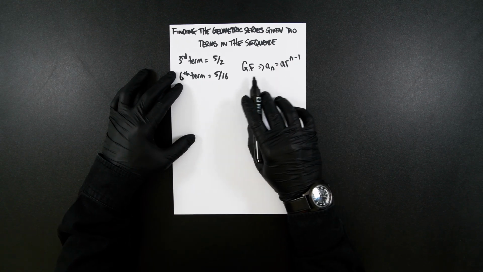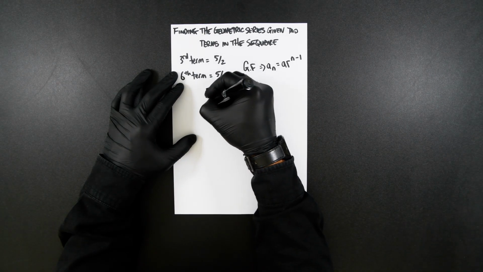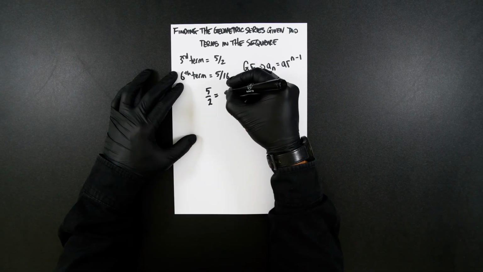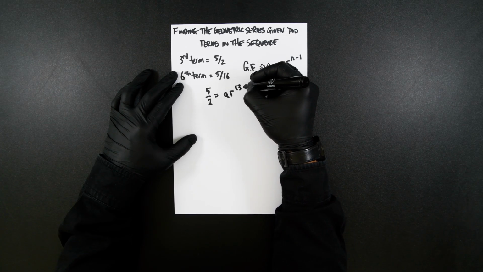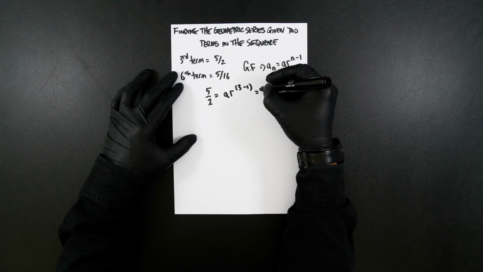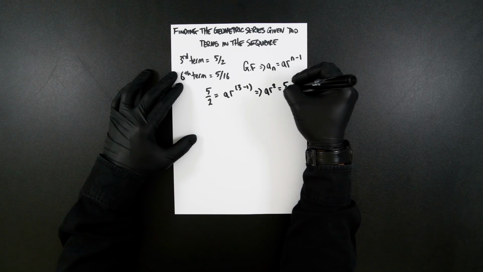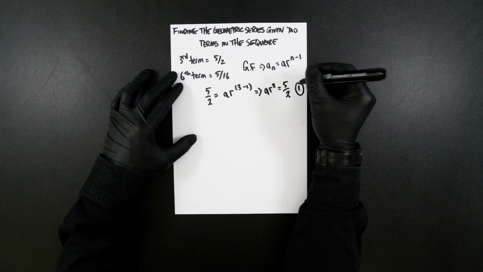So for example, for this one, we're going to get 5 over 2, that's the value of this term, which equals ar^(n-1), and it's the third term, so let's do 3 minus 1. So that's going to be ar^2 equals 5 over 2. Let's call this equation 1.